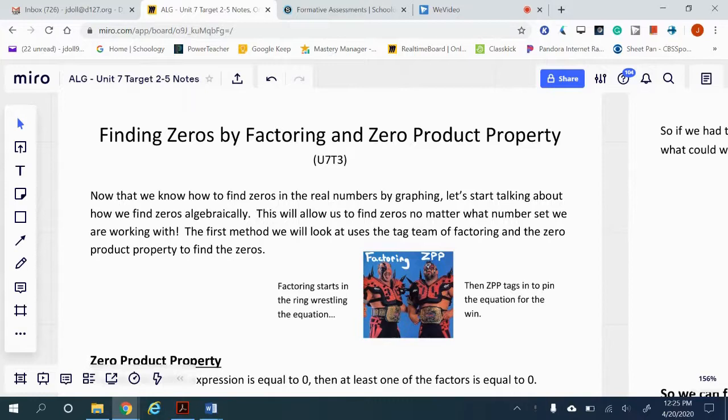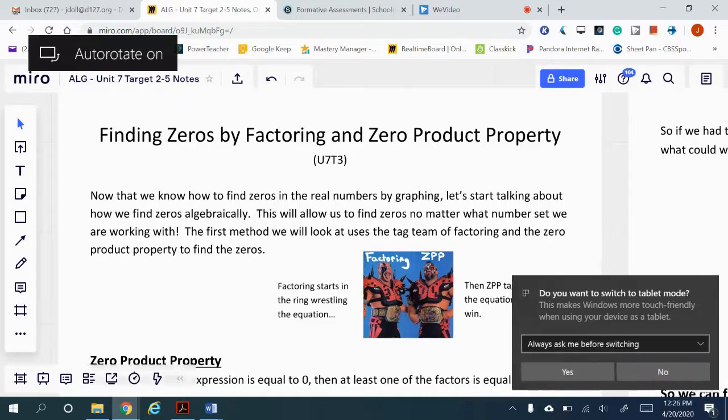And what we're going to dive into today is an algebraic way to find our zeros. Previously, we've looked at zeros on graphs, and we've looked at zeros on tables. But how do we find the zeros if we don't have a graph, and we don't have a table, and all we have is an equation? What if we just have the equation of a quadratic function? How do we go about finding our zeros?